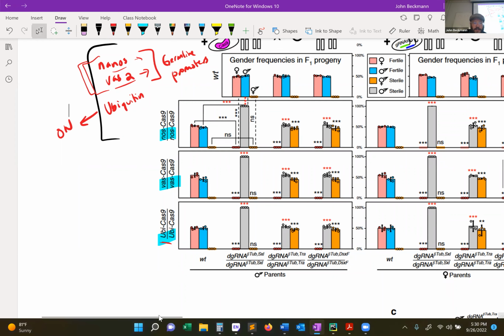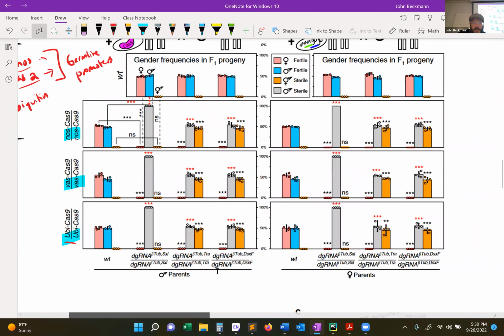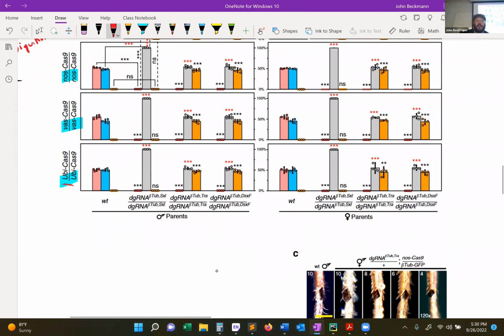Okay, now let's look at these guide RNAs, and let's make sure that everybody understands how to interpret them. When you see gRNA, that always means guide RNA, and then they have the superscript here, beta tub. What's beta tub?